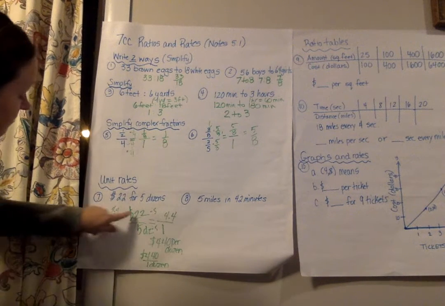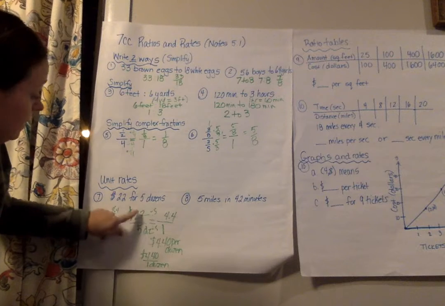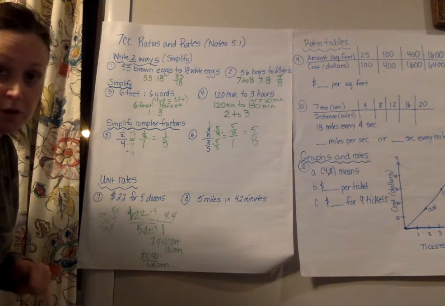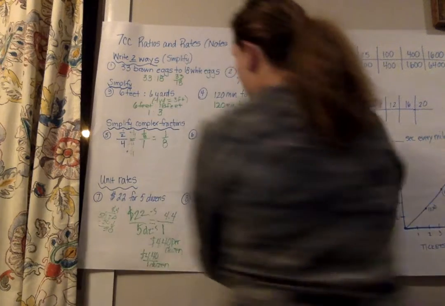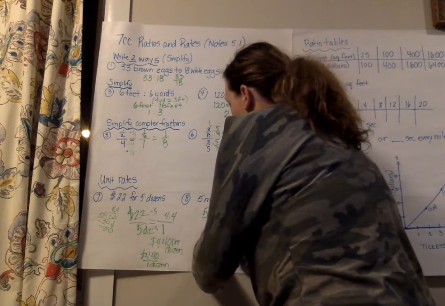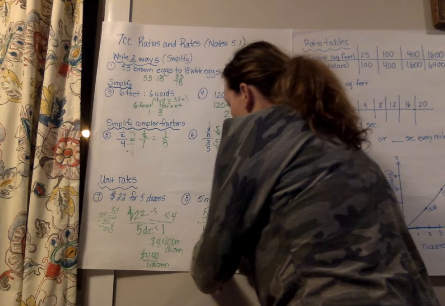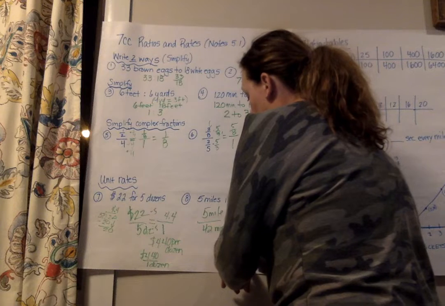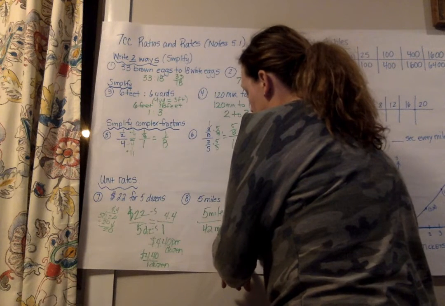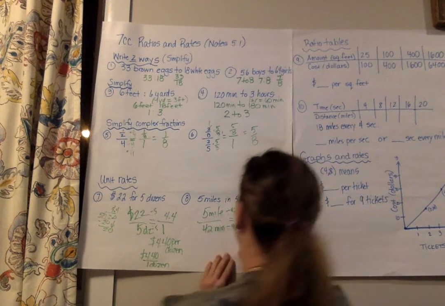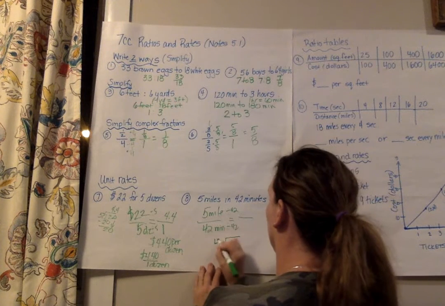So I'm going to divide by my denominator in the numerator and the denominator to make sure my denominator is 1, and I have to include units. Number 8, 5 miles, 42 minutes. And I'm going to divide both by 42. This is going to be ugly. I'm going to have to go ahead and do the long division. I have 5 divided by 42.